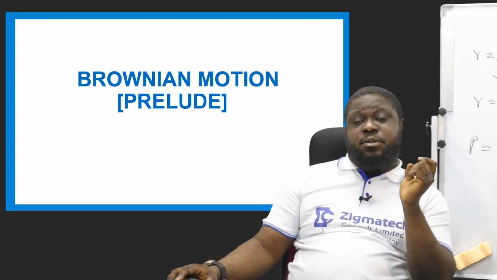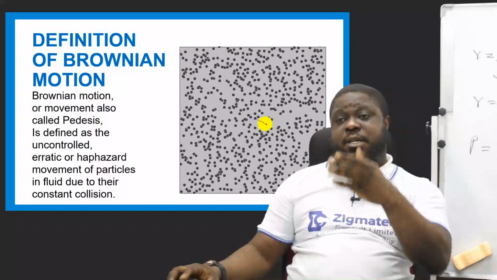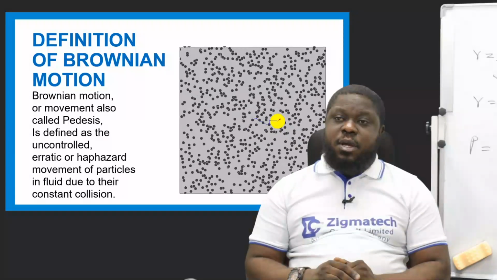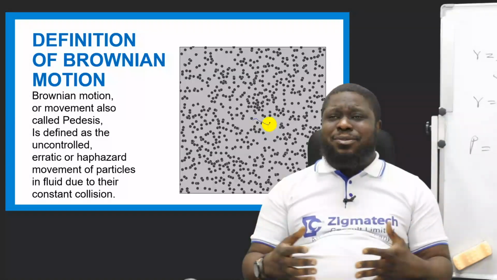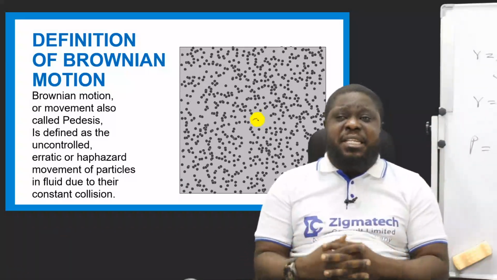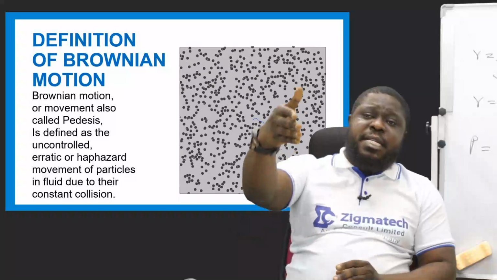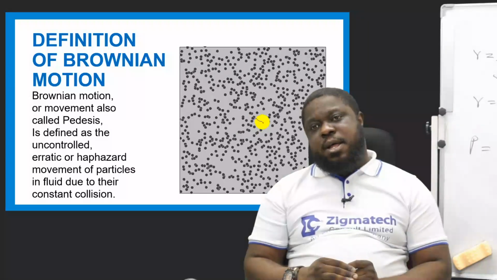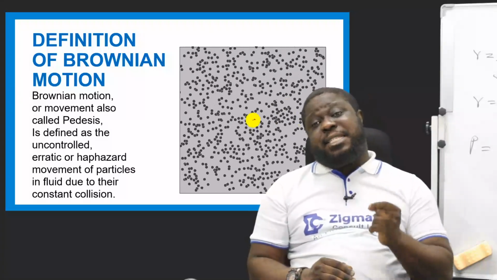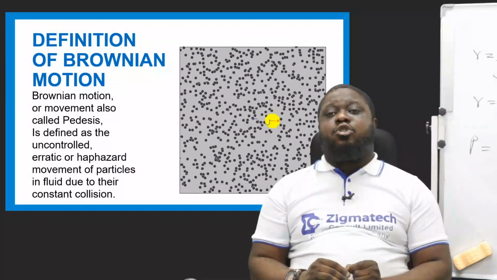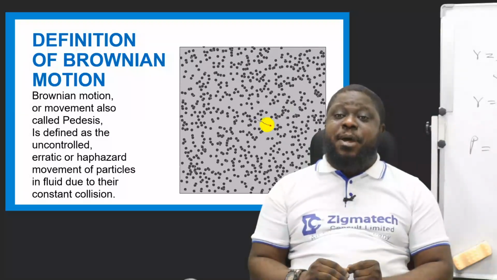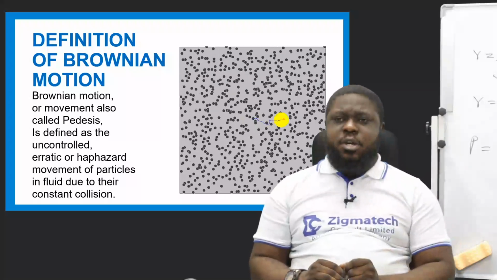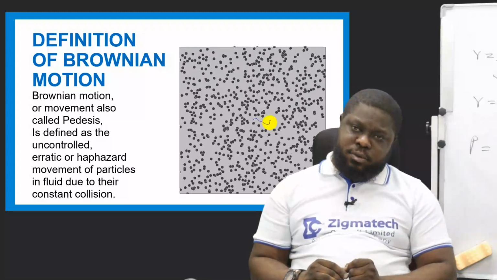There was no way to handle this movement of particles. Now, let's know what the Brownian motion is. As you can see, they are moving. They have no stopping. They have enough kinetic energy in their movement, and this is what the Brownian motion is used for in supporting the kinetic theory of matter. Brownian motion, also called pedesis, is defined as the uncontrolled, erratic or haphazard movement of particles in a fluid due to their constant collision.